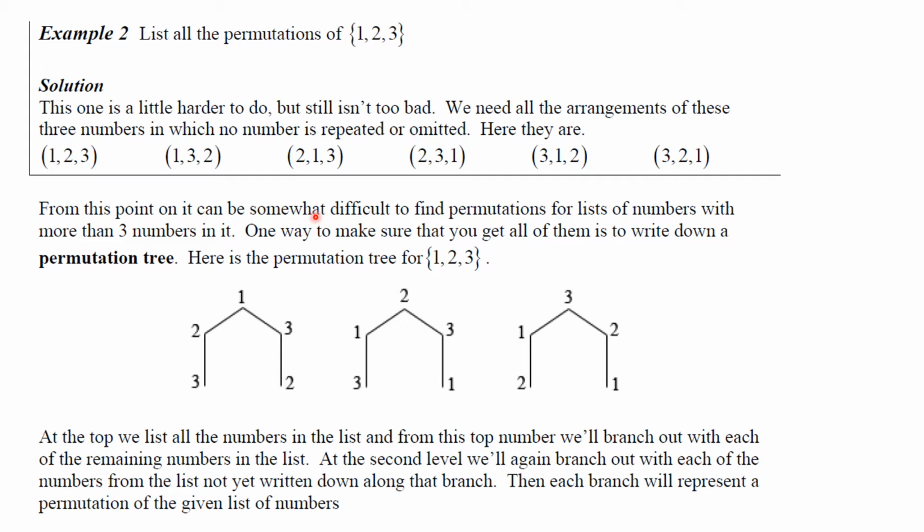Now that can sometimes be difficult to find all the permutations if there's more than 3 numbers, but you can make a tree like I showed you here, and that can get you all of them. At the top, we list the numbers on the list, and then from this top number we branch out with each of the remaining numbers. At the second number we'll again branch out with each of those numbers, and so on and so forth. Then each branch will represent a permutation of the given numbers, or you can see that the six permutations up here are represented by these graphs.